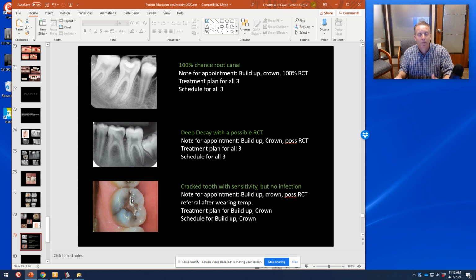Okay, so hopefully that clears up how we're going to schedule and book these appointments and make our appointment notes so that when that patient arrives, everybody knows what the plan is.